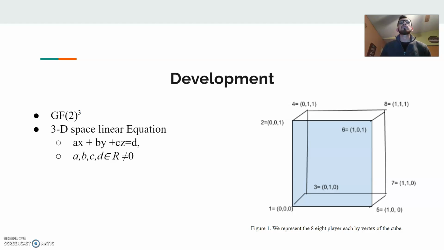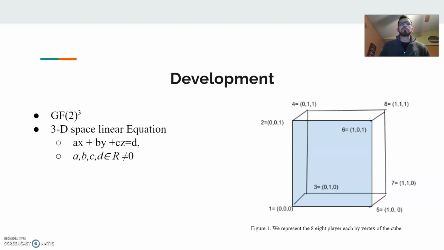Next, we are going to assign each of the players to a vertex of a cube, as we see in figure 1. We also need to identify a key player so we can base all of our work on, which would be corner 1 in figure 1. Knowing this, we're going to be working in Galois field 2 cubed.